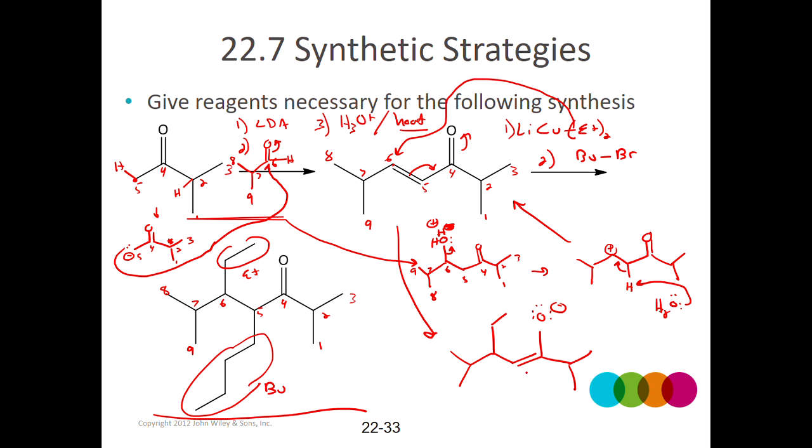Then this is an enolate. So to make the product, the butyl bromide or butyl chloride or butyl iodide would be used. And these electrons would swing back down and attack it from there to push out the leaving group, which would give the product.